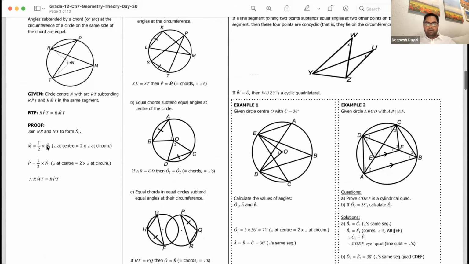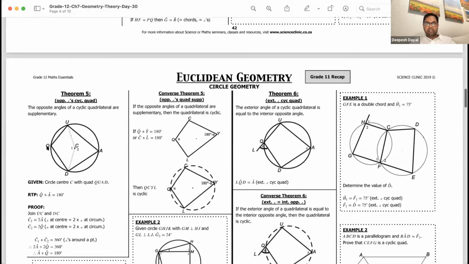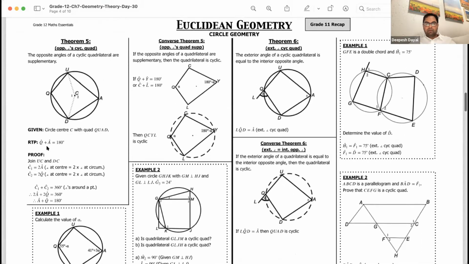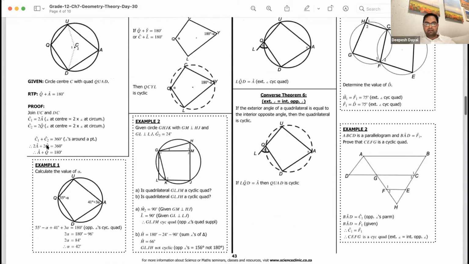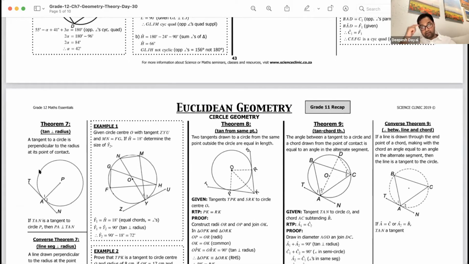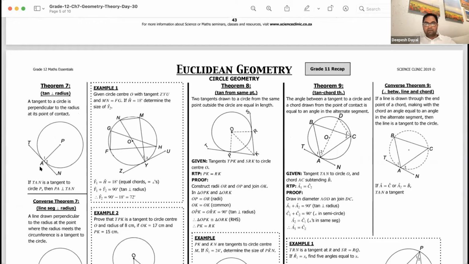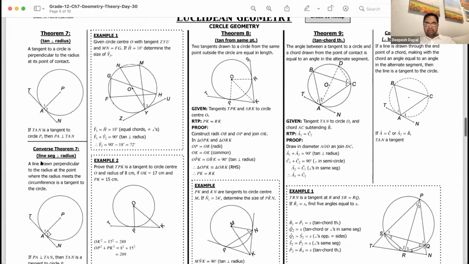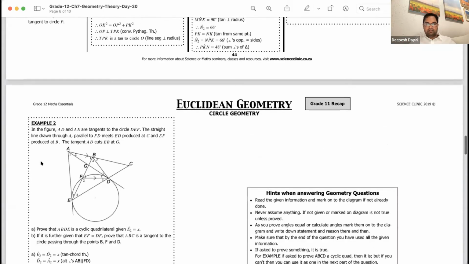We've got theorem 5, which is opposite angles of cyclic quadrilateral are 180 degrees, supplementary. We've got theorem 6, which is exterior angle of cyclic quad equals opposite interior angle. We've got theorem 7, which is tangent is perpendicular to radius. We've got theorem 8, which is tangents from the same point are equal. Theorem 9, the tan chord theorem. And that's that for the circles, right?